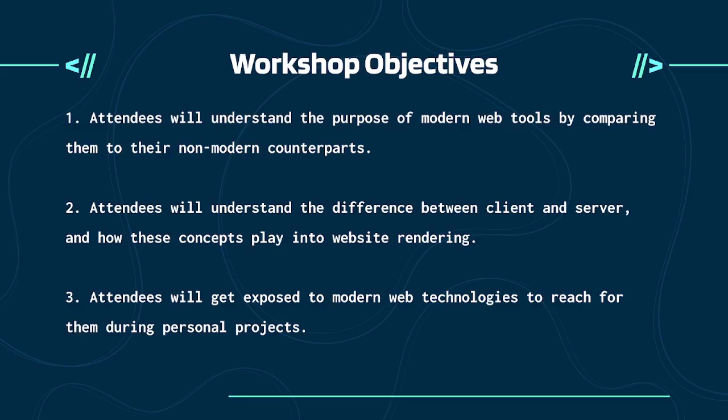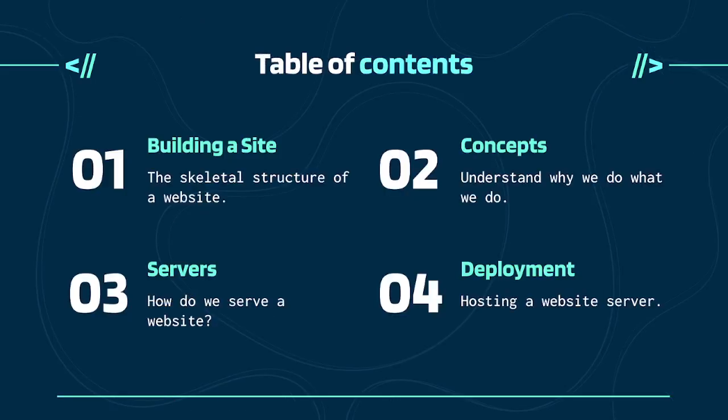Awesome. So the 3 objectives that I put on this workshop: you all will leave with an understanding of the purpose of modern web tools by comparing to non-modern counterparts. This gives you an idea of what tools to reach for when you encounter a problem. Attendees will understand the difference between client and server. This is a paradigm that I'm going to be talking about a lot that's going to help you set that fundamental understanding for when you do start adding APIs and databases. And attendees will get exposed to modern web technologies to reach for during personal projects. Kind of the same thing as the first bullet point, but I thought it looked awkward with 2, so I added a 3rd one. So, quick table of contents.